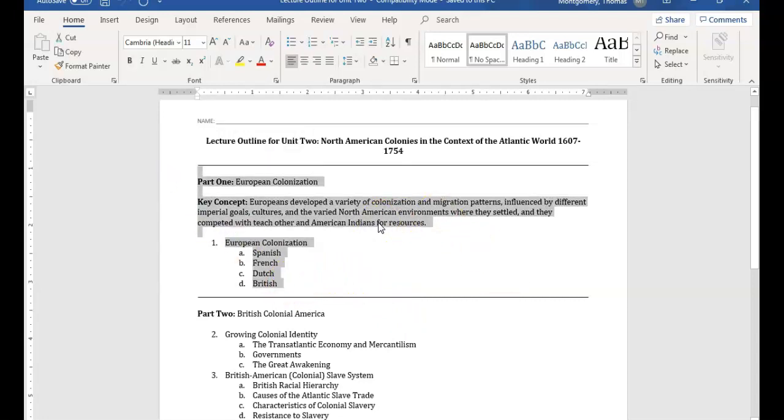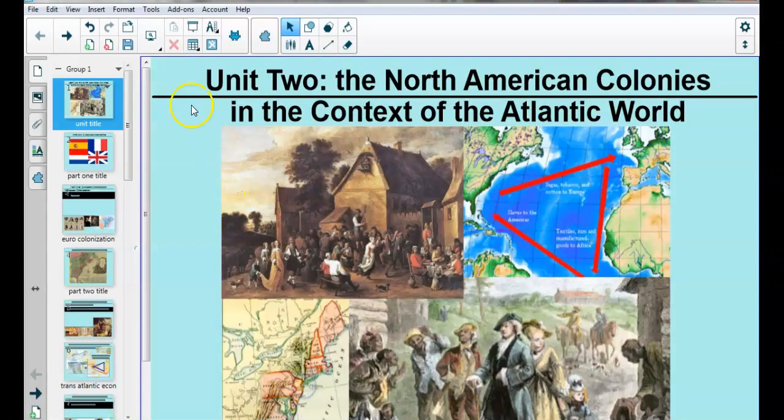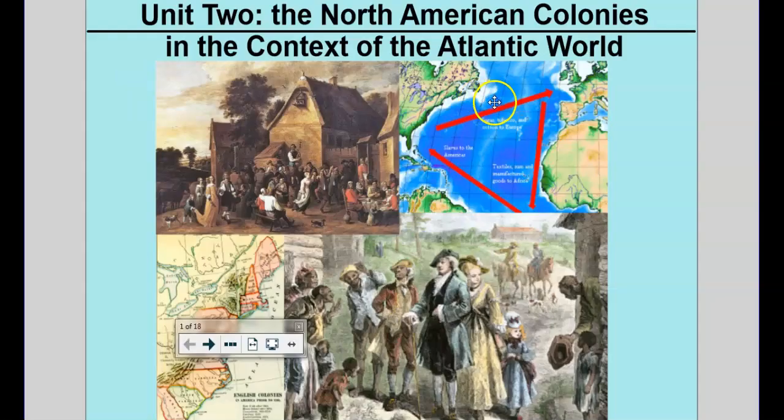Unit 2, Part 1, European colonization. We'll take a very brief look at the Spanish and Dutch, more in-depth on the French, and then just a couple general ideas for the British as we go through this key concept about colonization, migration patterns, etc. So that is the lesson overview for the day. I have the lecture outline out as it'll help you stay organized as we go through and take notes. And without any more fanfare or ado, let's hop into it.